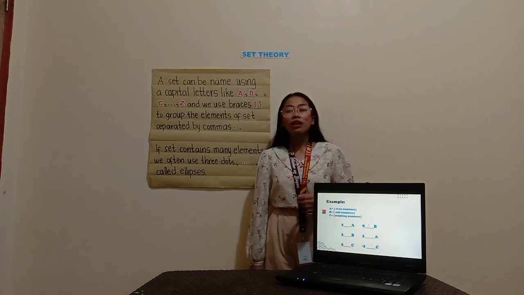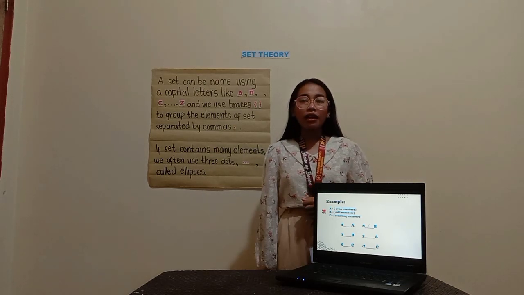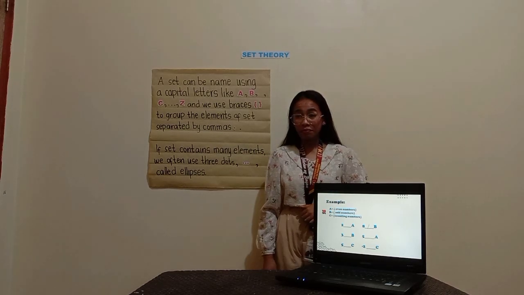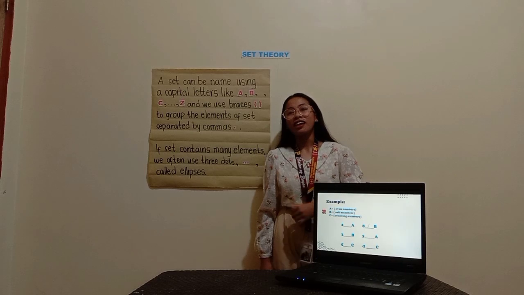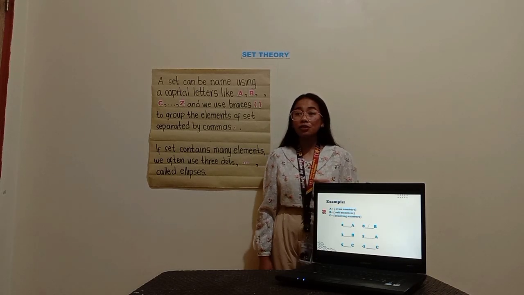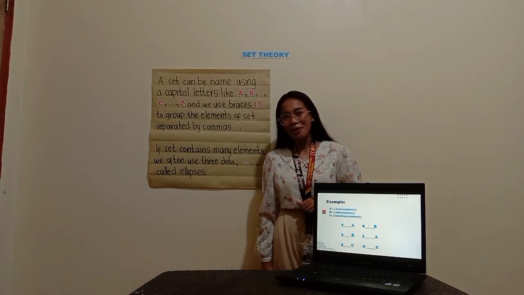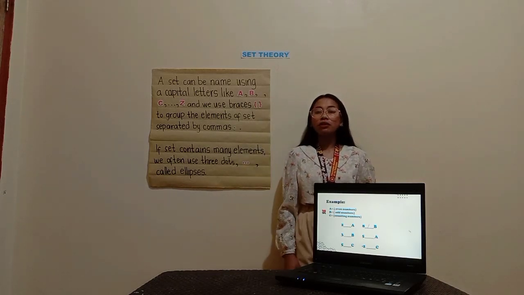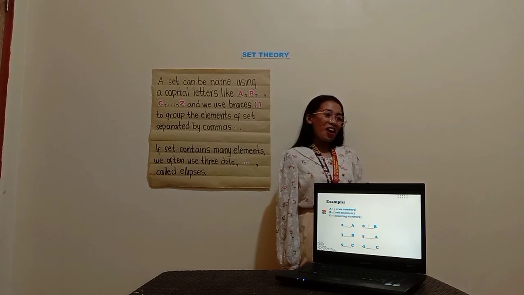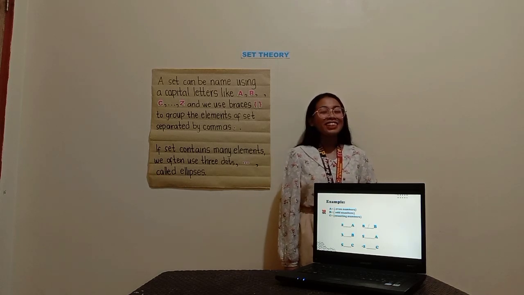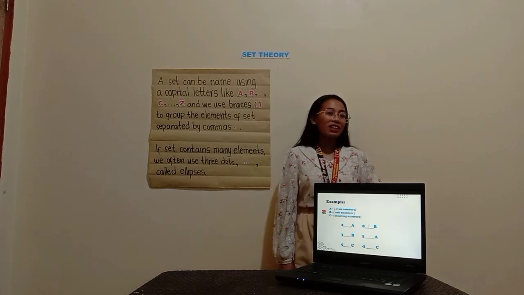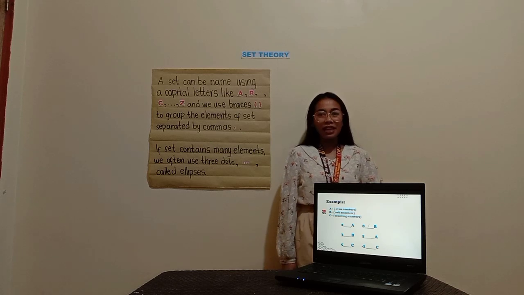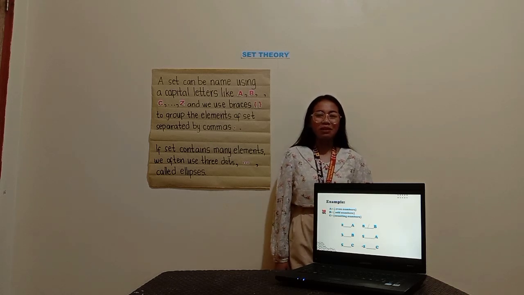So, is 3 an element or not an element of B? Anybody? Yes, right? So, correct. It is an element, because 3 is also an odd number. Next, is 5 an element or not an element of C? Yes, Arnold. So, very good. 5 is an element of C because C is the counting numbers and 5 is a counting number.